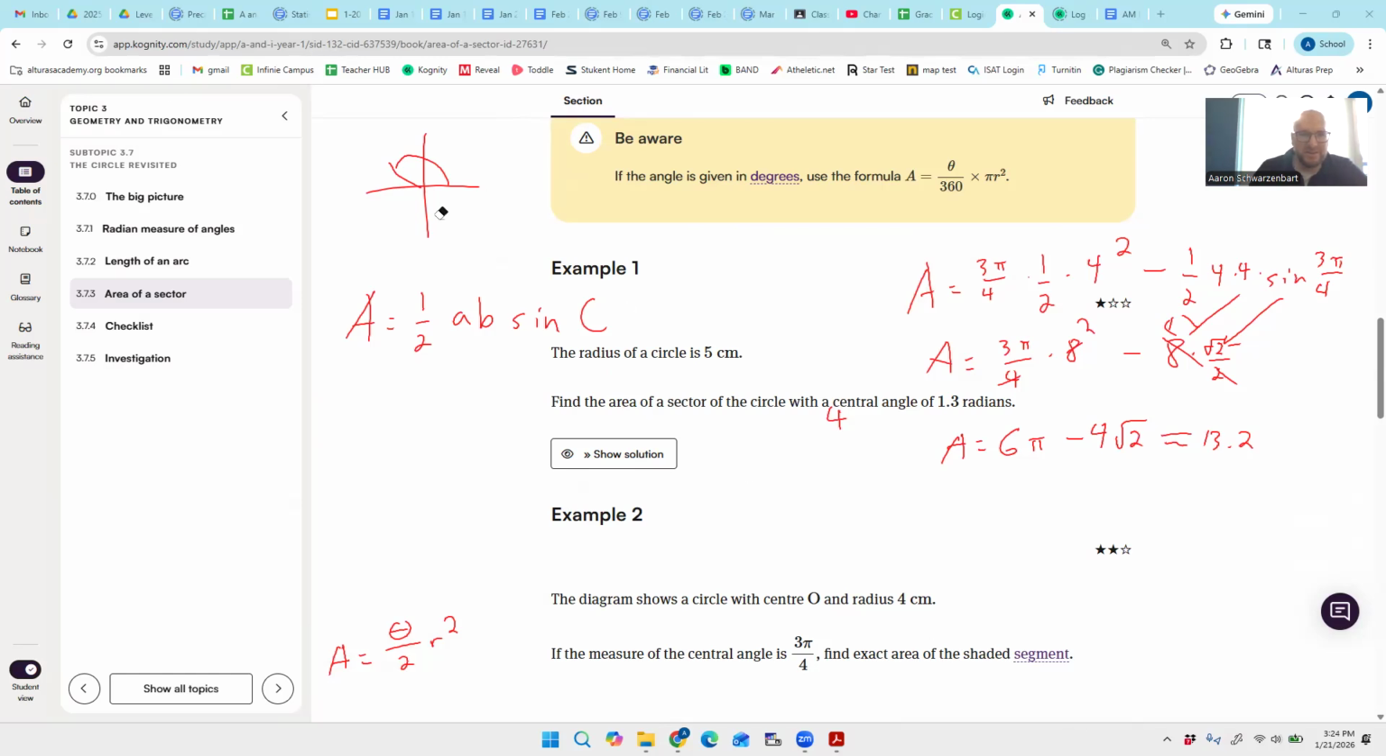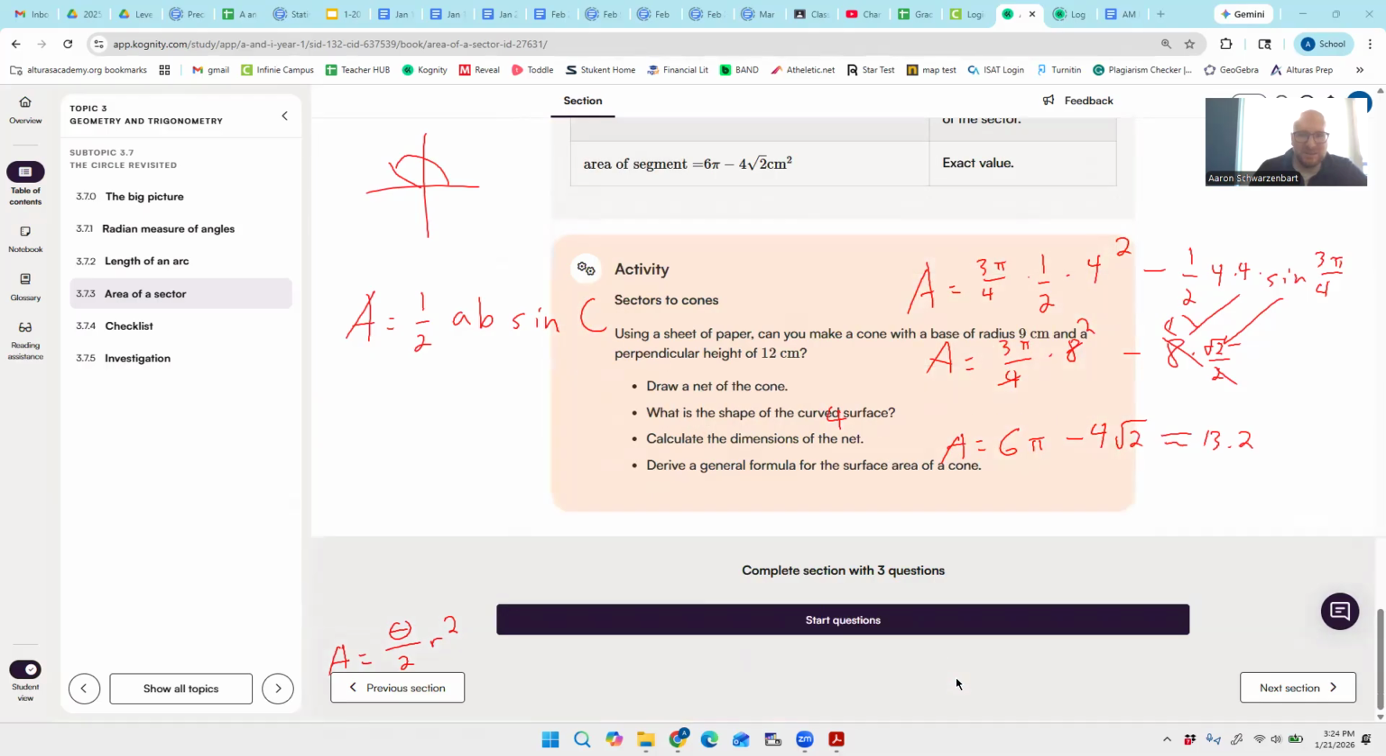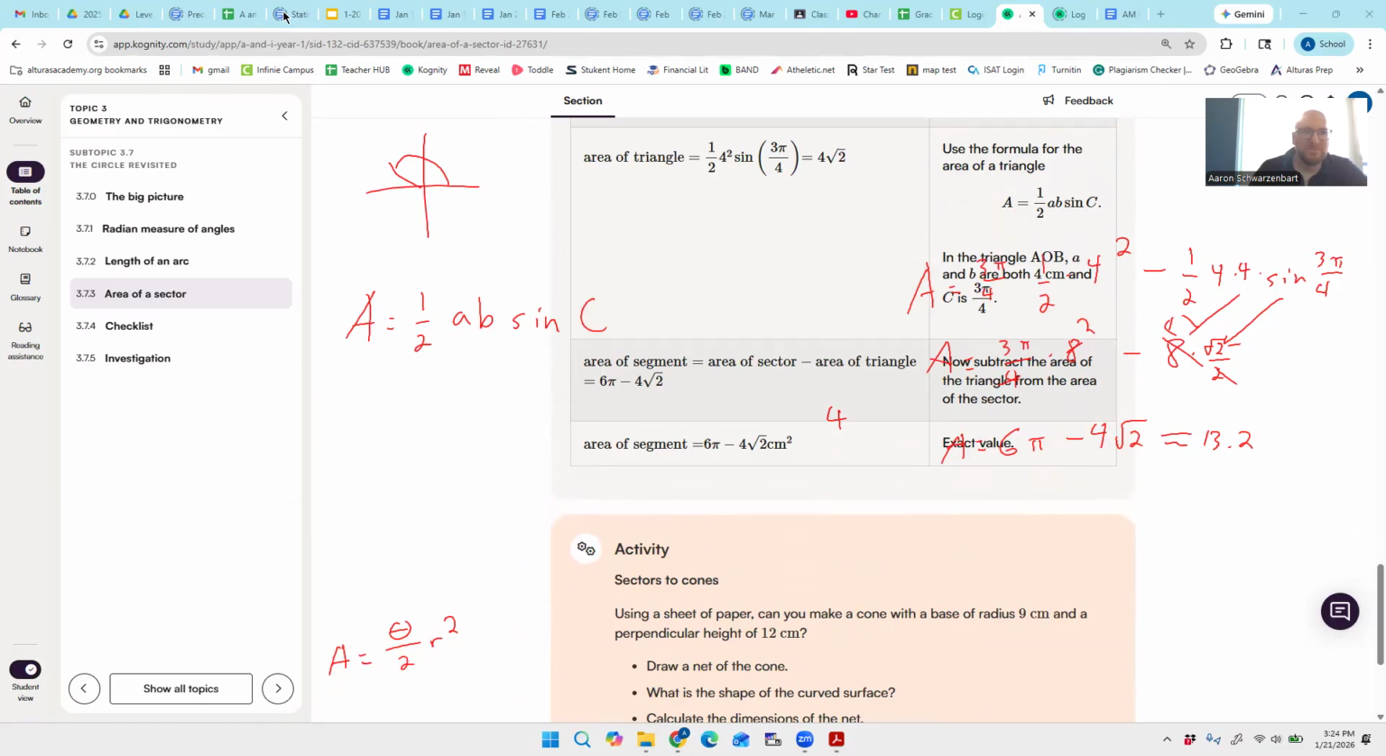And that is the end of today's lesson, I believe. Yep, that's section 3.7.